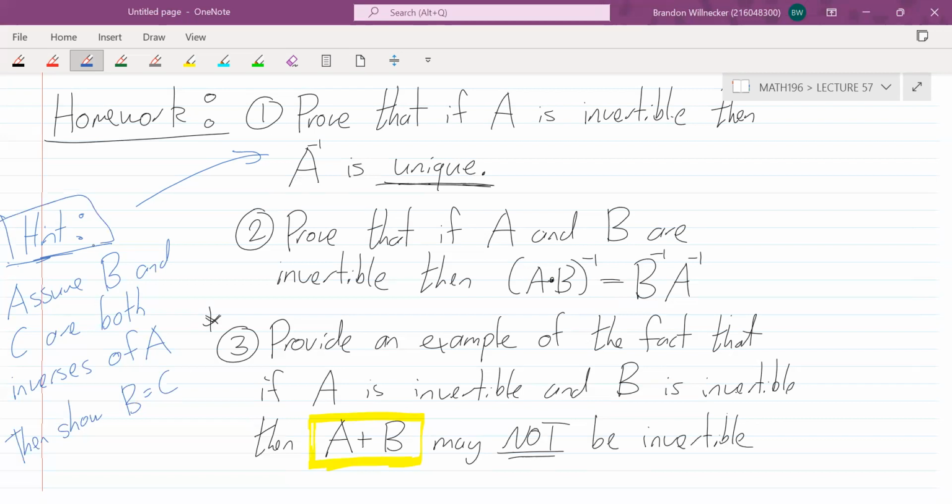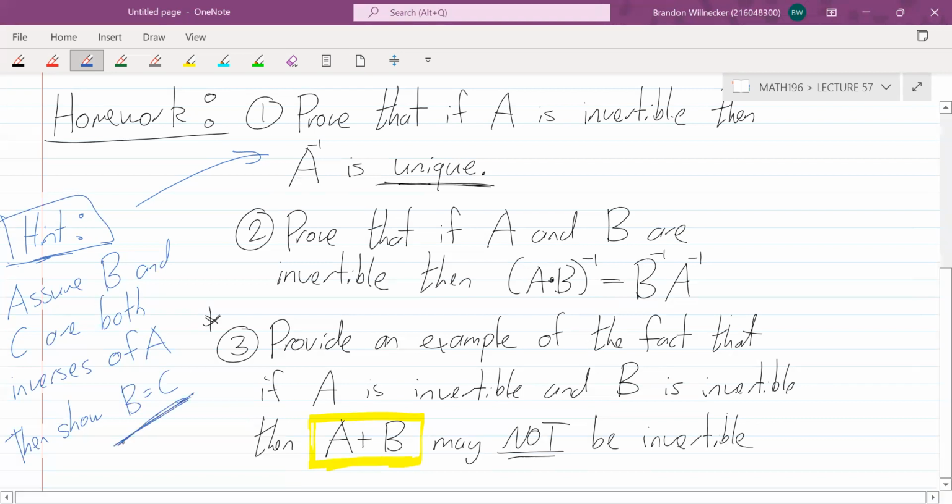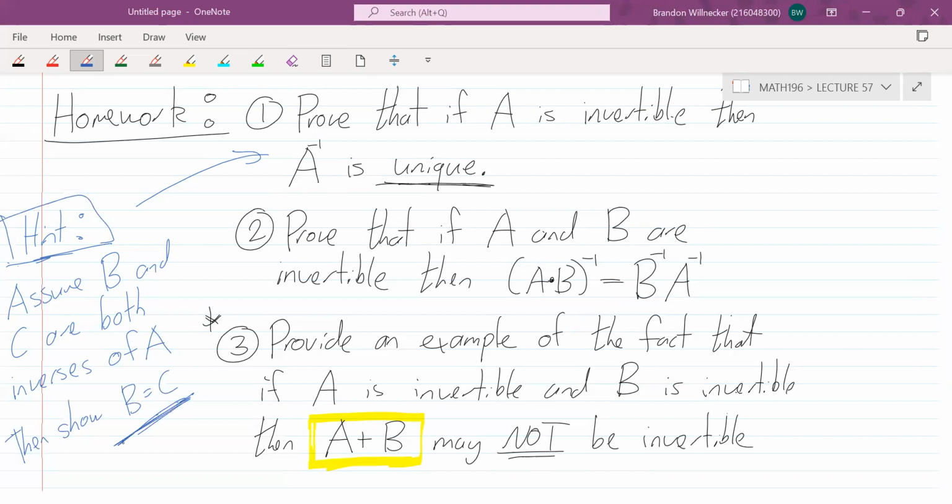If you want to prove something is unique, you assume that there are two or more of them. So in this case, B and C are different inverses. Then if we show that B equals C, that means there's only one. That's your hint for number one. You don't get a hint for number two, and number 3 is something extra if you want to try. Any questions about this homework?